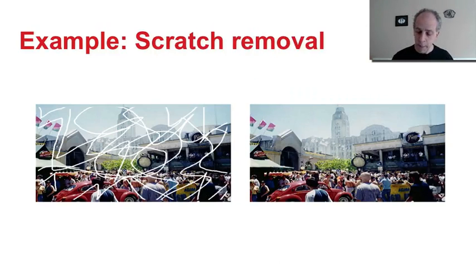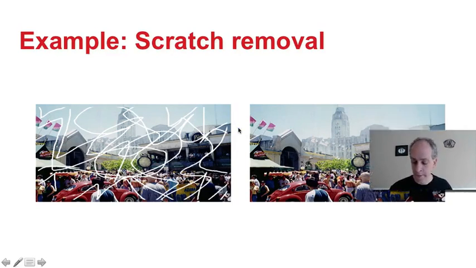Here is another example where we have scratches, and now the scratches are gone. Basically, we remove those scratches. We inpaint in the information from the surrounding areas. And again, it looks very nice, looks very natural, as it was before it was all scratched.